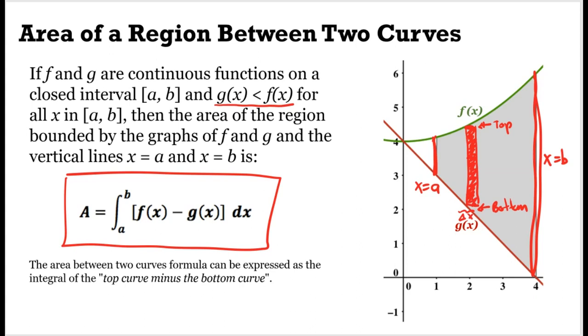And you'll see that I'll draw Riemann rectangles through the presentation to keep referring to it. And it's only used as a guide to help us make our decisions. So top function minus bottom function gives us the height of the rectangles that we want for our definite integral. And that's what we have here. The area between two curves formula can be expressed as the integral of the top curve minus the bottom curve.